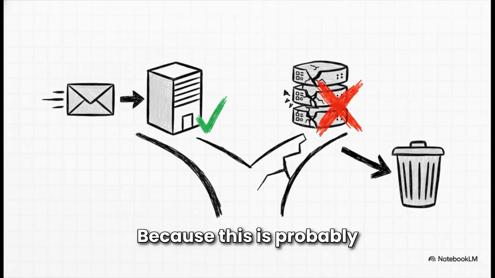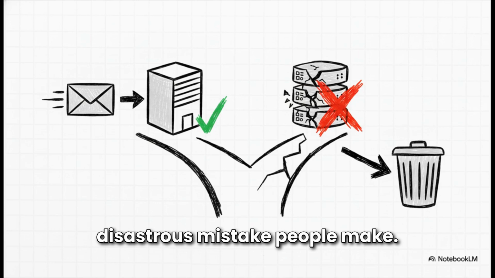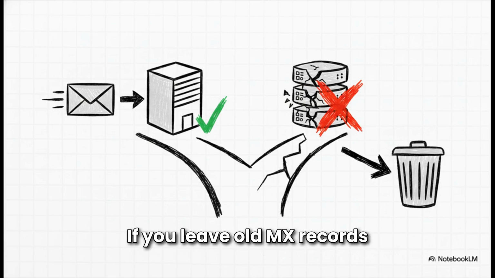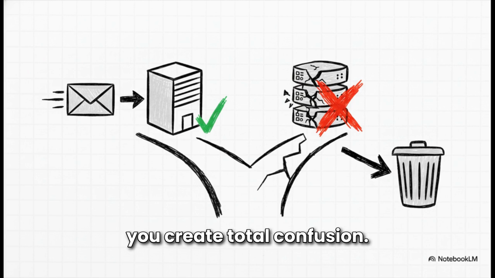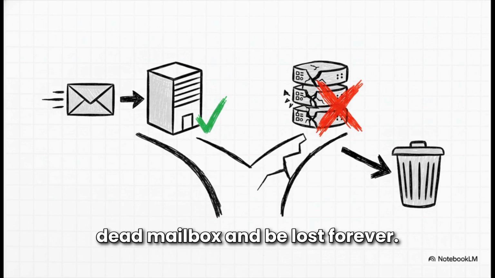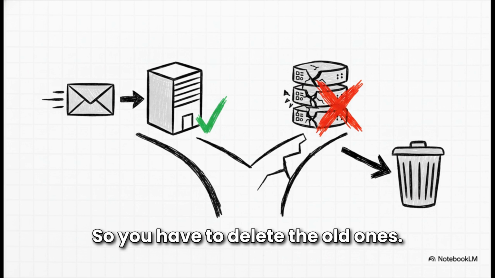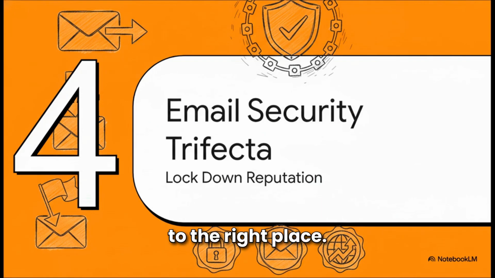Okay, listen up, because this is probably the single biggest and most disastrous mistake people make. If you leave old MX records from your last email provider, you create total confusion. Some emails might end up at Zoho, and some might go to your old dead mailbox and be lost forever. So you have to delete the old ones. No exceptions.